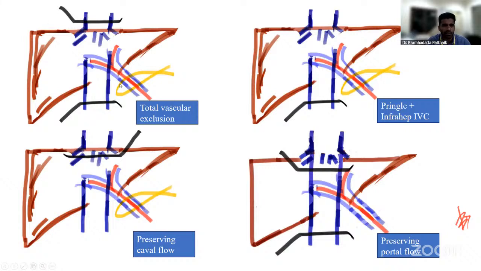If you see the first diagram, it is a total vascular occlusion. That is, we are clamping the whole of the inflow of the liver, and we are clamping the infrahepatic cava and the top cava. This is the total vascular occlusion. In the second, we are not occluding the top cava. We are just doing a Pringle and infrahepatic IVC clamping. This is mostly when Ganesh will be speaking next after me.